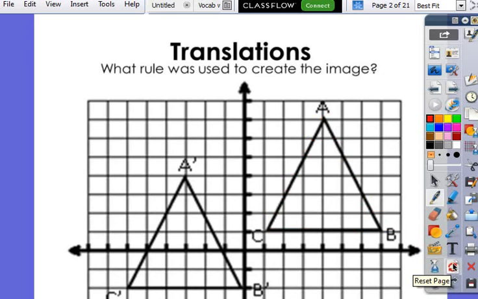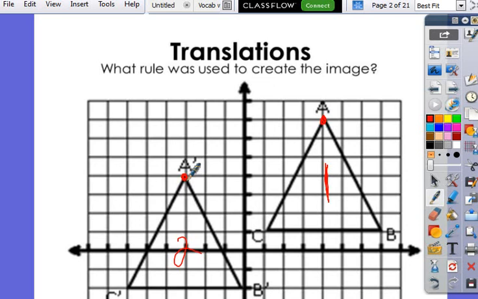All right, so if this number 1 over here is my pre-image, then number 2 over there is my image. Well, how do I get from the first one to the second one? How did it move? It went left 7, down 3. It obviously went to the left and down. The only question is how much.